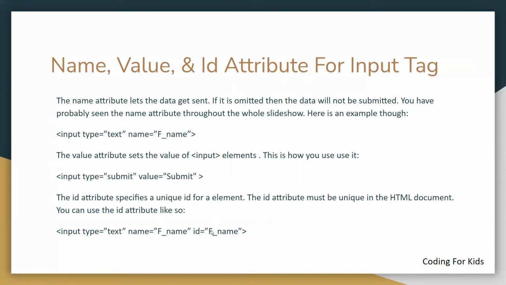For example, if we put f_name for the ID, none of the other components can have the same ID. Otherwise, it's not an ID and it won't work. The value attribute sets up the value for the input elements. This is how you use it: you just put value equal to submit. You can see in our submit button, there was text inside of our button, and we add that text using the value attribute. So that is the name, value, and ID attribute.